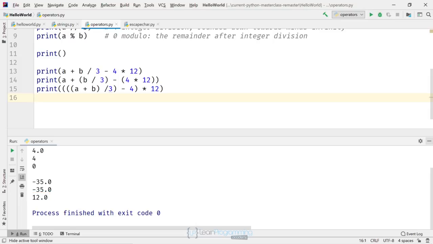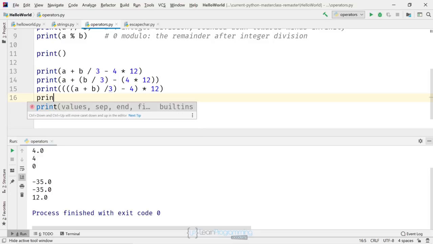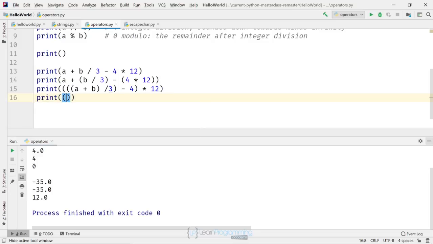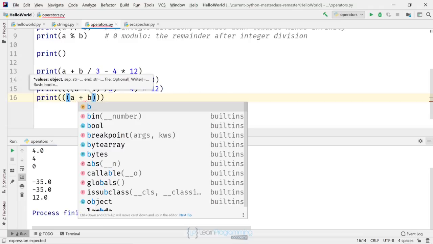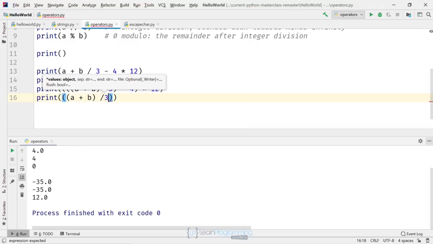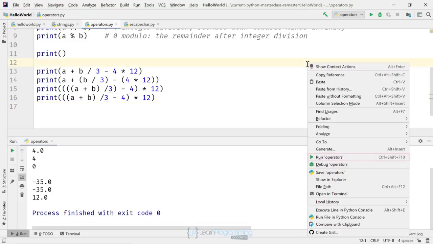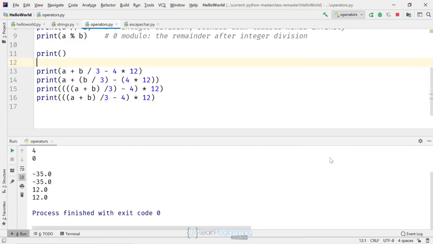Or we could revise that because dividing by 3 has higher precedence than subtracting 4, we can actually remove one set of parentheses. So what I could do is change that to print, and we want 3 left parentheses this time. Then it's going to be A plus B, closing parentheses, divided by 3, minus 4, closing right parentheses, multiplied by 12, and the final closing parentheses. And if we run the program again now, we get the same answer, 12.0.